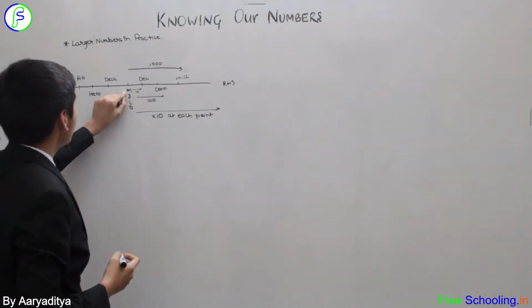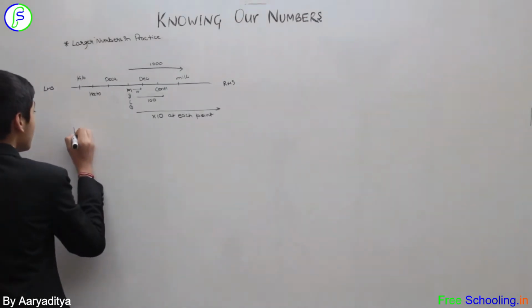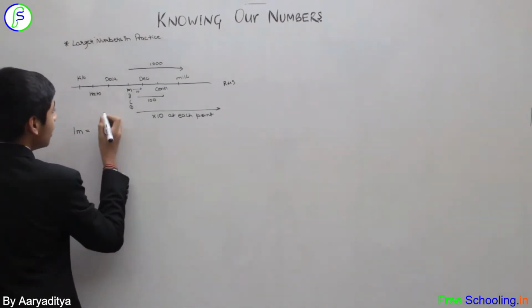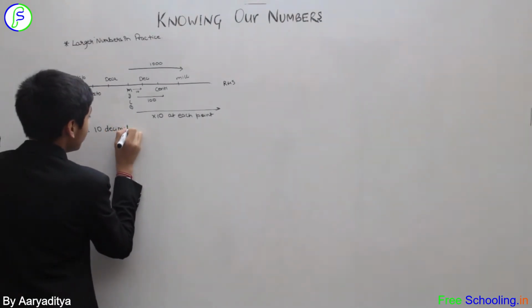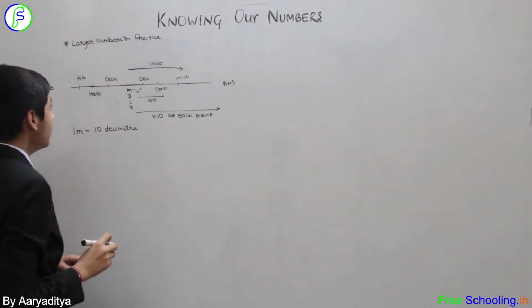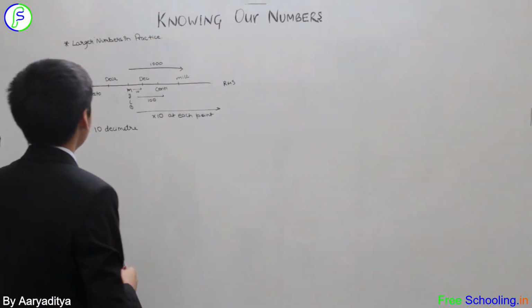Okay, so if meter goes to deci, it will be multiplied by 10. So 1 meter, I'm just using an abbreviation of meter, would be equal to 10 decimeter. Okay, if meter goes to centi, what would happen? Okay, let us see.